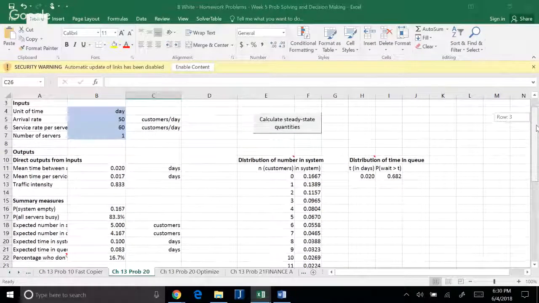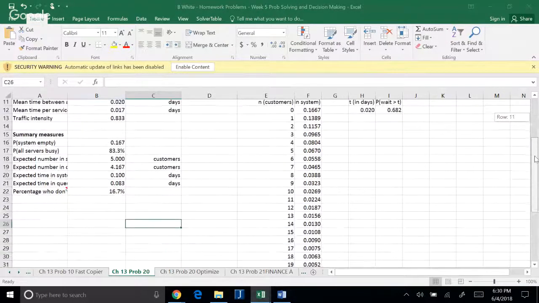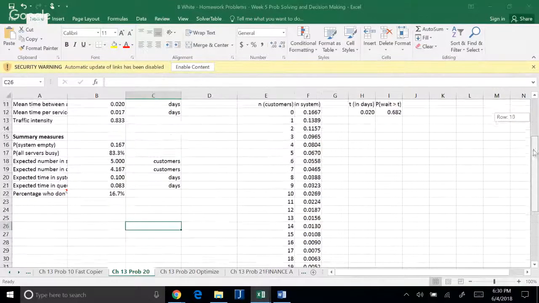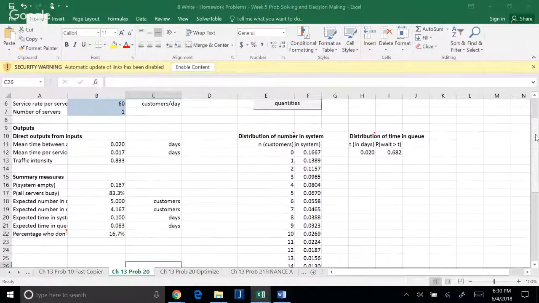She's got an arrival rate of 50, a service rate per day of 60, and I believe that is the correct model as far as, yeah, it is.